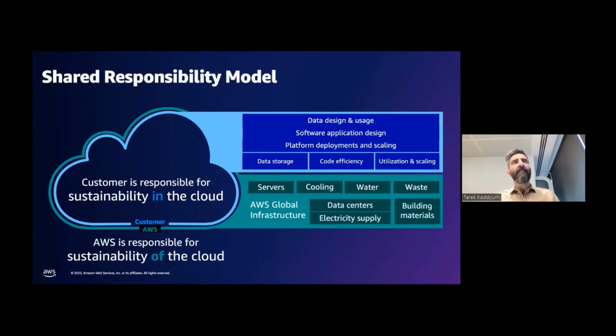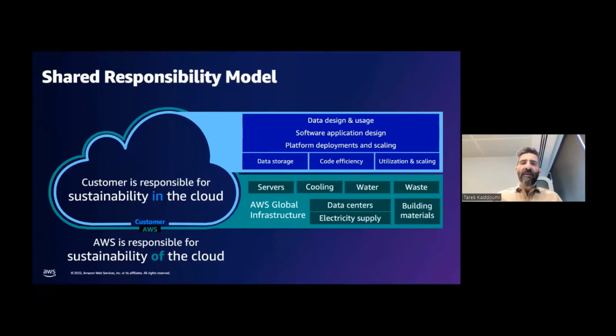What type of code efficiency am I going to follow? And I know that there are maybe one or two sessions about coding for sustainability in this program. The utilization and scaling, how am I going to scale my workloads? Am I going to scale it without any predefined metrics assessment or analysis? Am I going to just scale and scale and scale regardless of the workload that I'm really concerned with? These are the things that you as a customer or as a consumer of AWS services will be in charge of when we identify the responsibility model of the workloads on cloud.